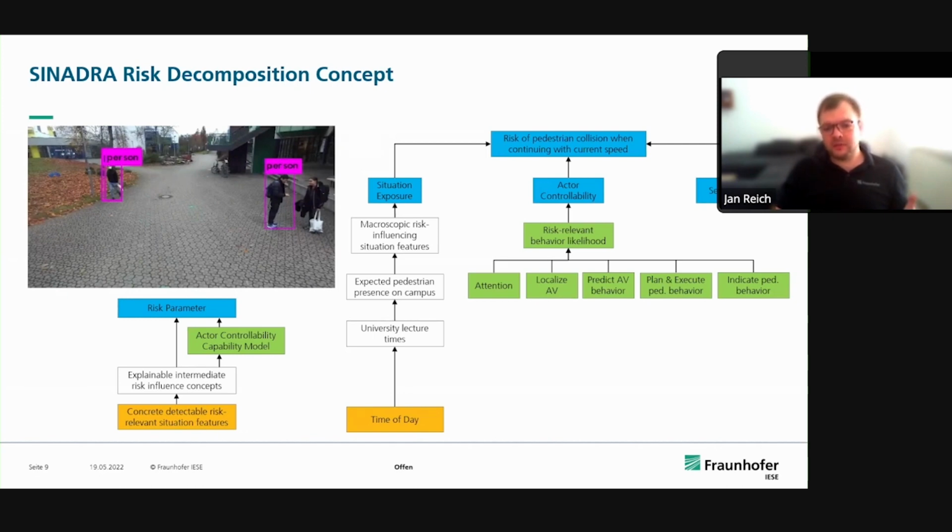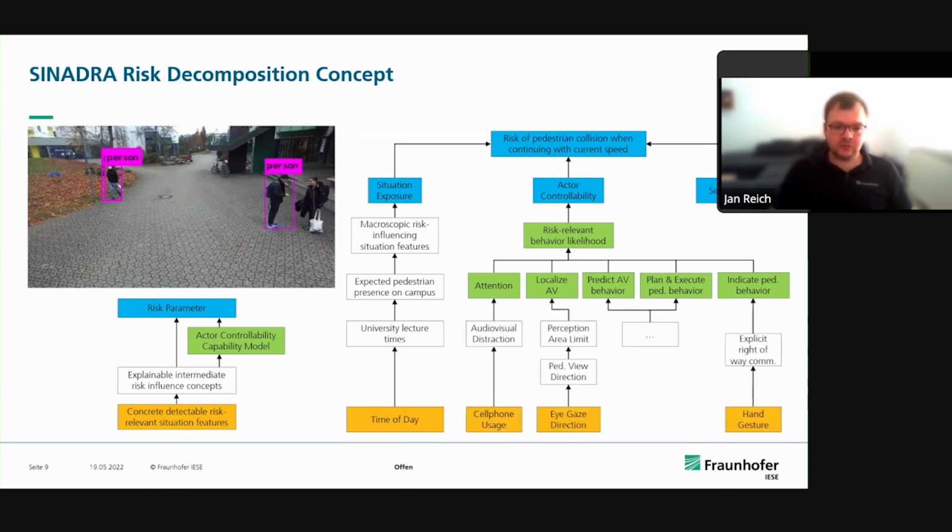Well, we build a model of how pedestrians actually make decisions when they move around. And the hypothesis is that a person that is aware of an AV, can localize the AV, and can, to a certain extent, predict what the AV will do, will plan and execute their own behavior in a safe way, because no one actually deliberately jumps and wants to hurt himself. And last but not least, it could also be that this behavior is indicated to the AV, and therefore we get an idea of what is going to happen next.